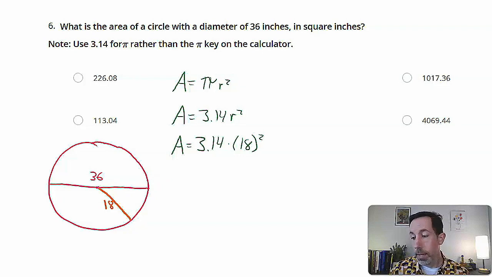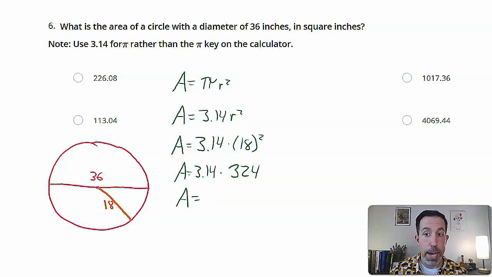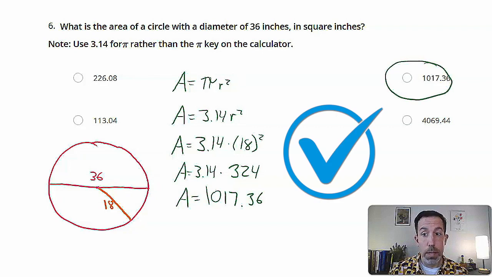Now, 18 squared, again, use your calculator, 324. All right, so area equals 3.14 times 324. Don't lose that decimal. If we do that math, we get that the area of this circle is 1017.36, which, great news, that is one of our answer choices. And that's how you solve this one.